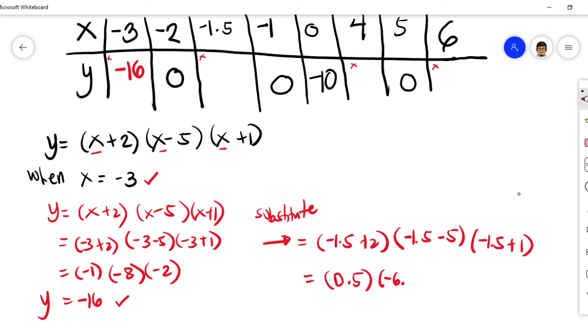Let me double check my answer. Negative 6.5, should I say? Right? Let me double check my answer. Negative 6.5. Negative 1.5 plus 1 is negative 0.5. Okay? Next, we have 0.5 times negative 6.5 times negative 0.5. You may use your calculator for help. That is equal to 1.625. So, this is approximately equal to 1.63. Okay? So, this is 1.63.